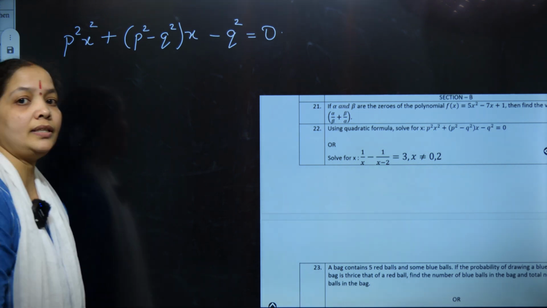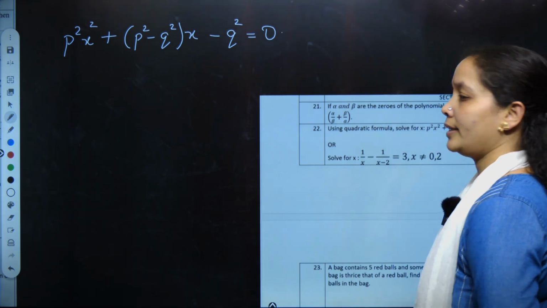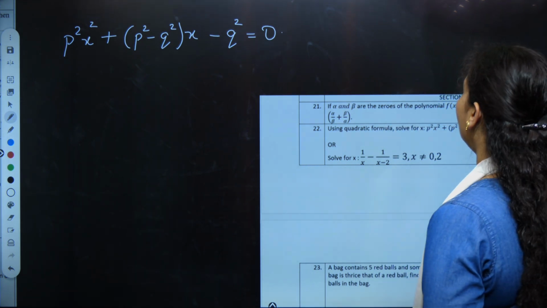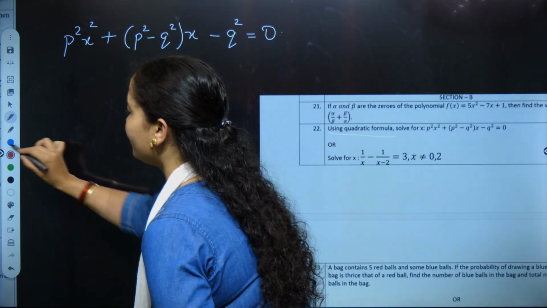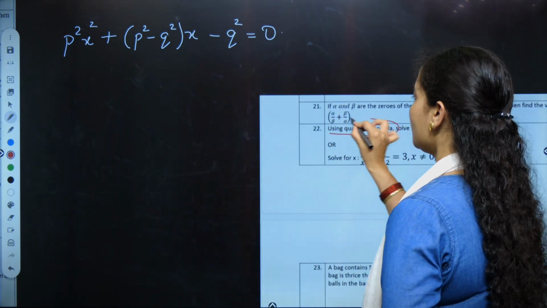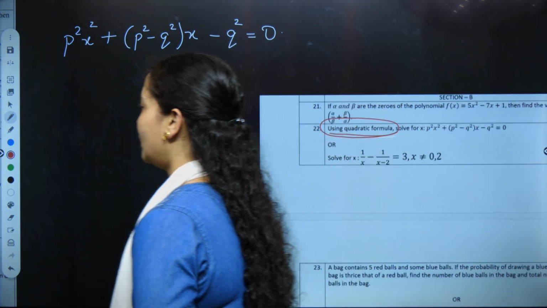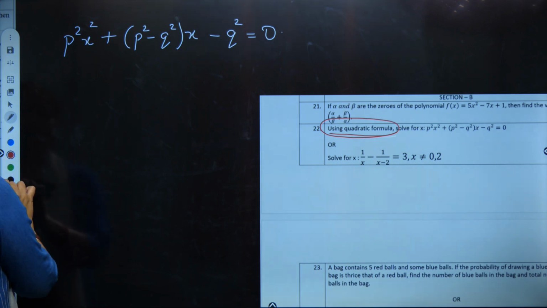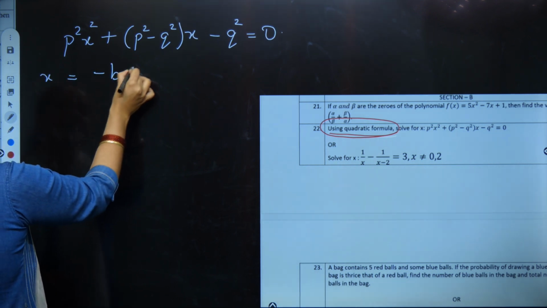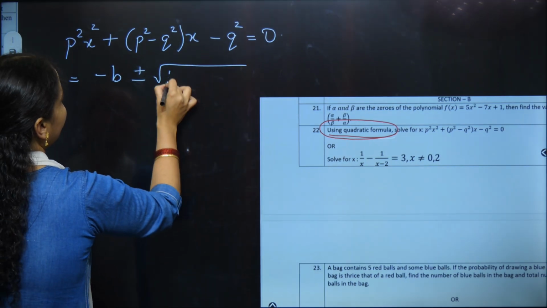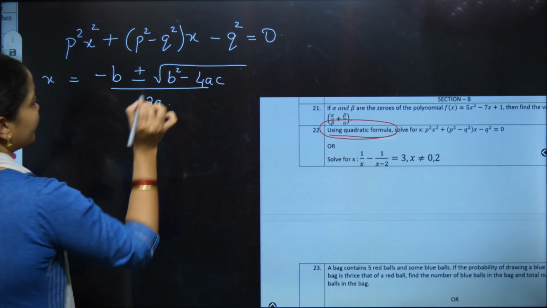Clearly looking at the question, I am able to see that this question belongs to quadratic equations and they are telling us to use the quadratic formula. In the question paper, it is clearly mentioned, use quadratic formula to solve for x. What is the quadratic formula? It says x can be found using minus b plus or minus root of b square minus 4ac divided by 2a.